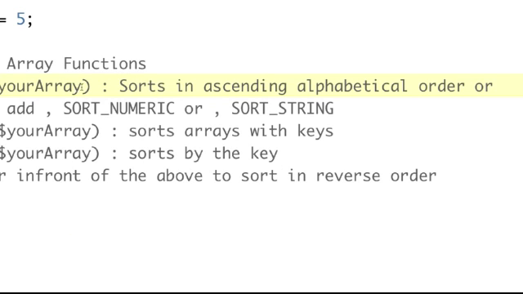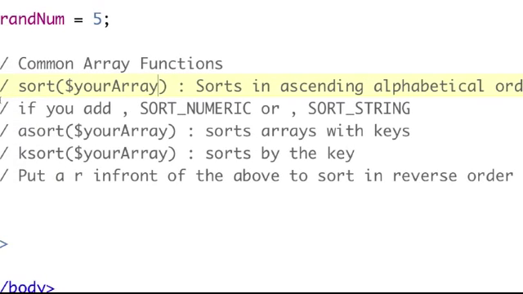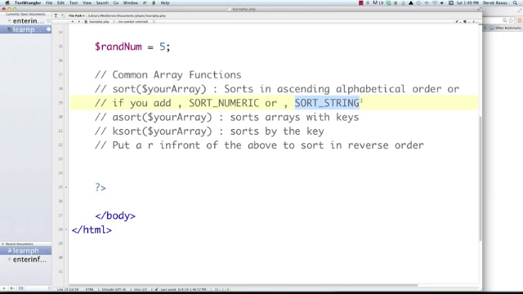If you would come in here and put another comma in right there and type in sort numeric, it'll sort in numerical order. Or if you type in sort string, it's going to sort everything as if it is a string of characters. A sort is going to sort the arrays with the keys. It's going to keep the keys together. K sort is going to sort by the key names.